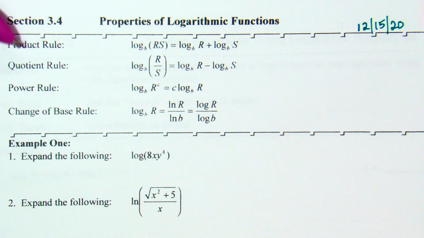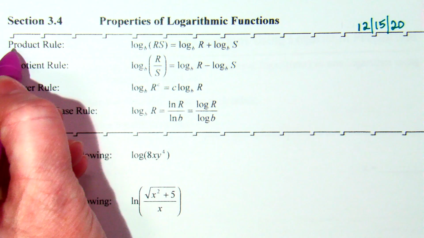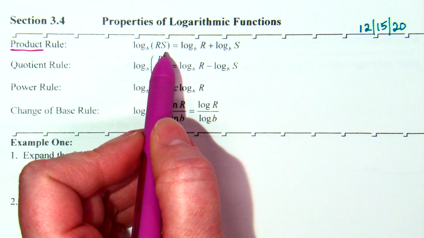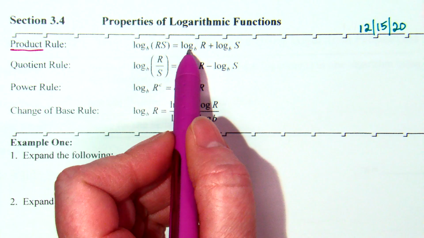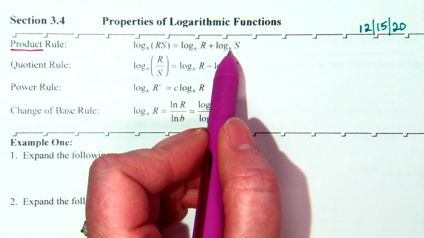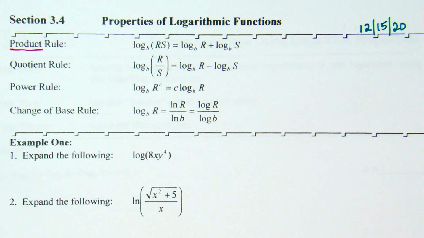Obviously, product is multiplication, right? So the idea of the product rule is if you have a log, any base, where the inside is a product. So where the inside are pieces multiplied together. That can be rewritten or expanded into 2 separate logs with that same base being added. So the idea of log of r times s is equivalent to saying log of r plus log of s. And that's the product rule.